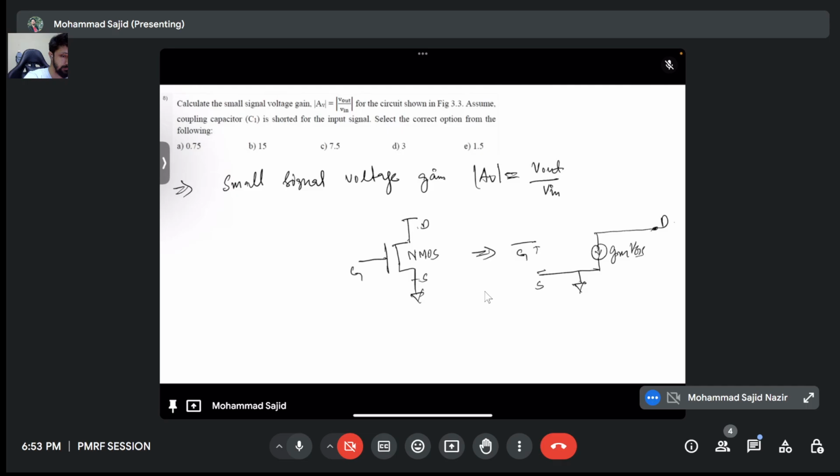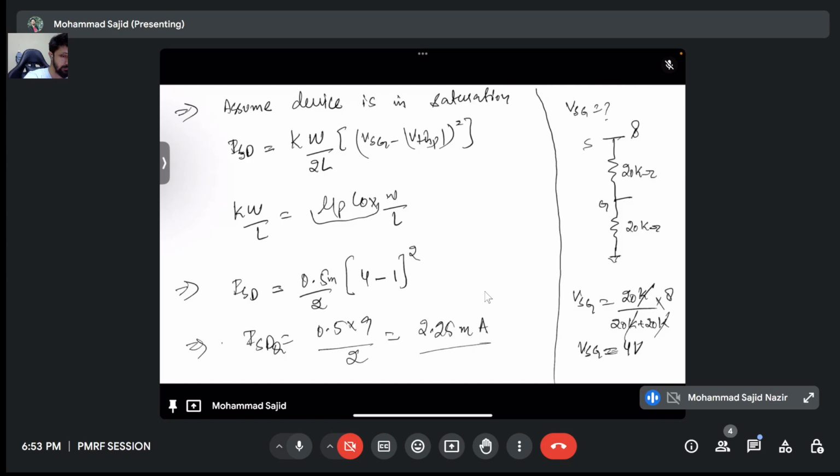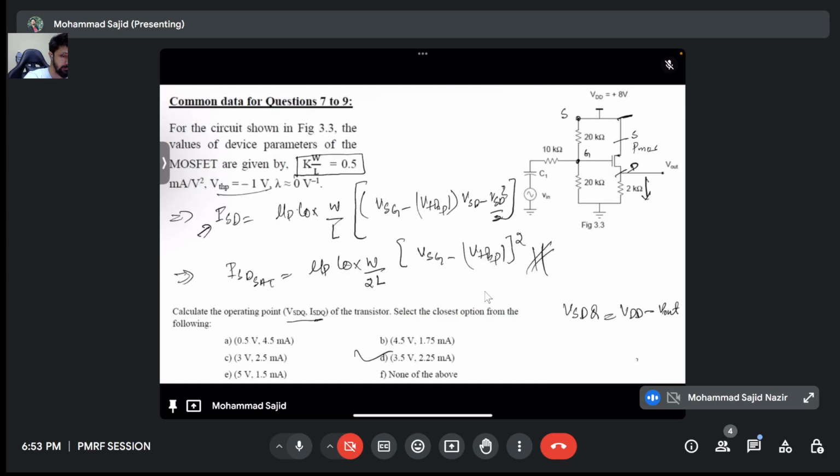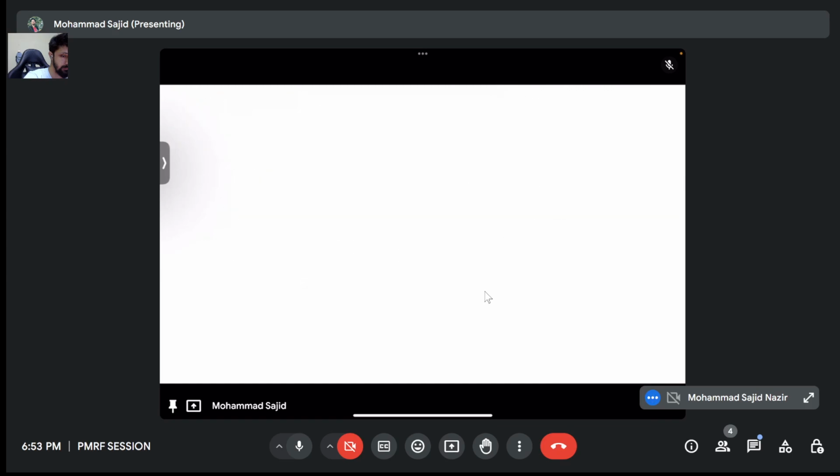So now for the circuit given in this figure, I need to draw the equivalent circuit. I will just draw the circuit. You just let me know whether it is correct or not. So I have the input signal here. I have R gate, 20 kilo ohm in parallel with 20 kilo ohm.